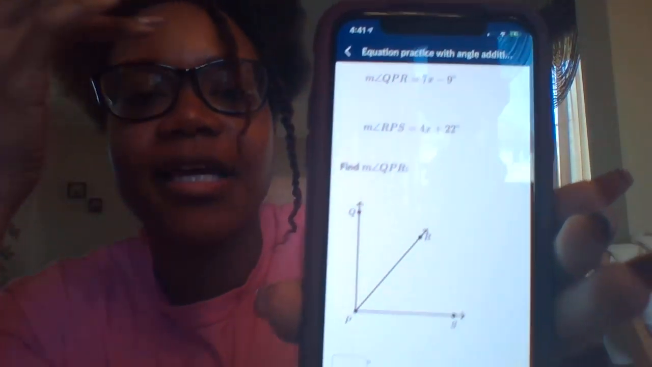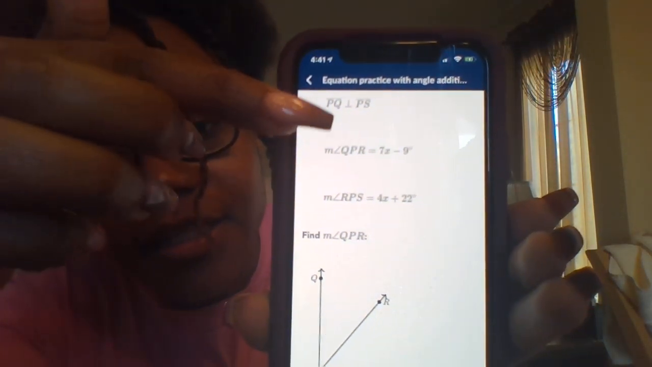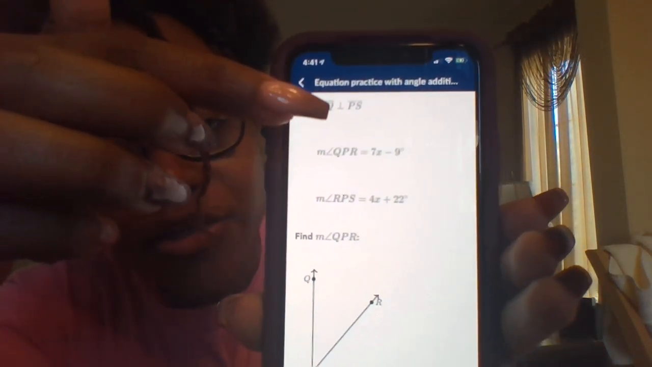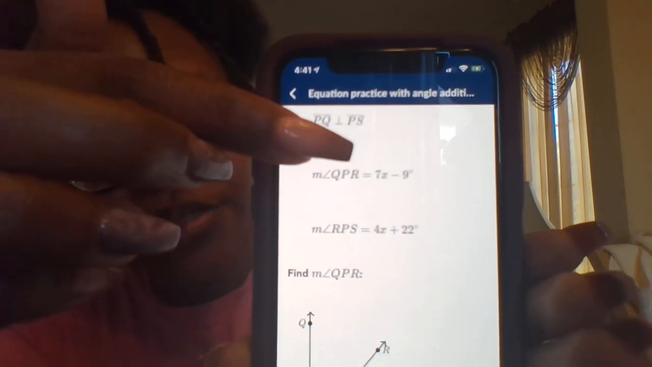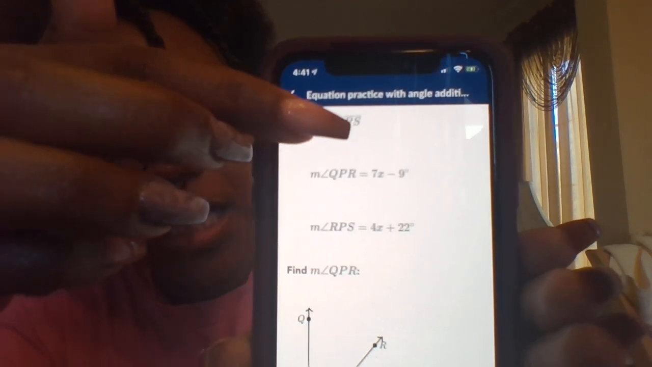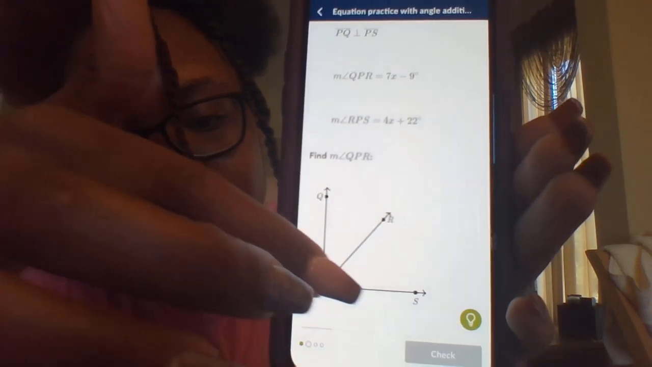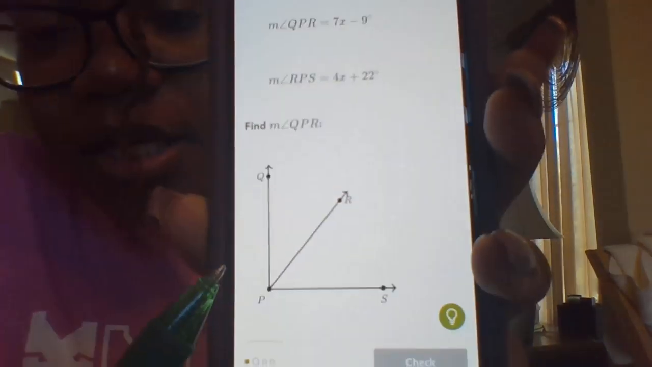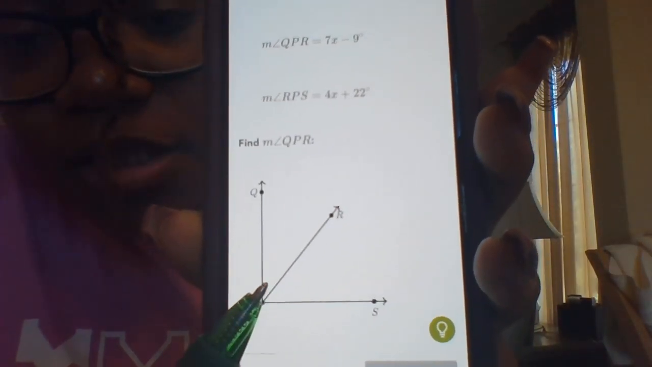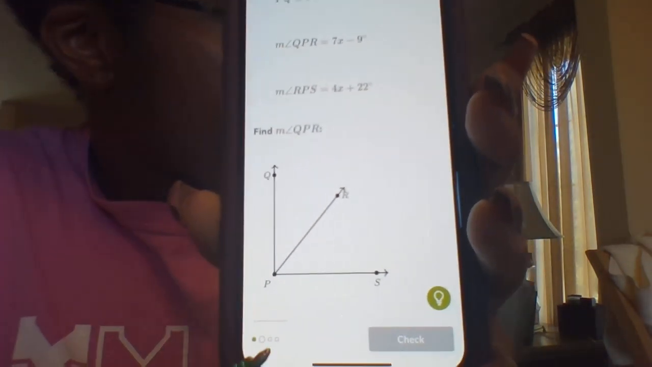The next problem in the problem set looks something like this. So they tell us that segment PQ is this symbol, starts with a P. Some of you might remember it means perpendicular. So segment PQ is perpendicular to segment PS. Perpendicular means that those two segments meet at a right angle. So this is going to be a right angle, which we know is 90 degrees. So this whole thing right here is 90 degrees.